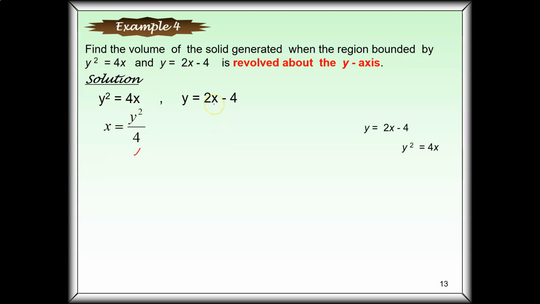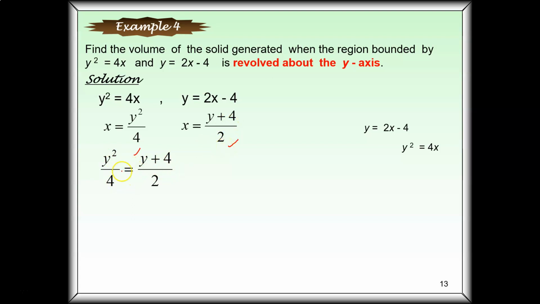Then the second y, yang ni pula kita susun. Pindahkan x ke sebelah sini, the rest you bawa pindahlah ke sebelah kanan. So, you get dia dalam sebutan y sudah. Kenapa perlu dalam sebutan y? Because it revolve about the y-axis. So, remember that. So now you have y square over 4 equal to y plus 4 over 2.